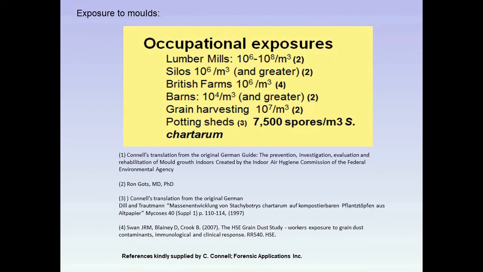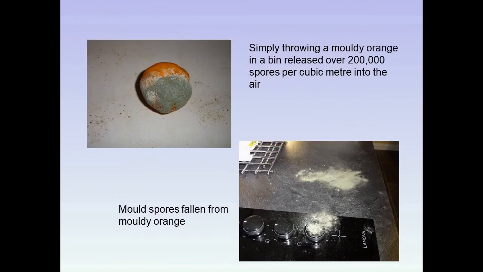Occupational exposures, another here. Wood yards, 10 to the 6 to 10 to the 8. That's 1 million to 100 million spores per cubic metre. British farms, 1 million spores per cubic metre. Potting sheds, taking another one, 7,500 spores per cubic metre of Stachybotrys chartarum. These are pretty huge numbers. And by simply throwing a mouldy orange in a bin, there was a paper showing that over 200,000 spores per cubic metre were left in the air.